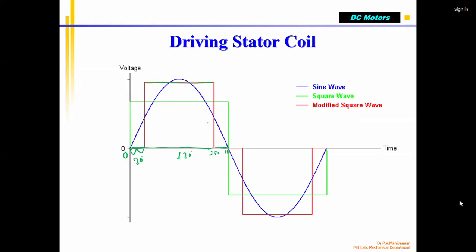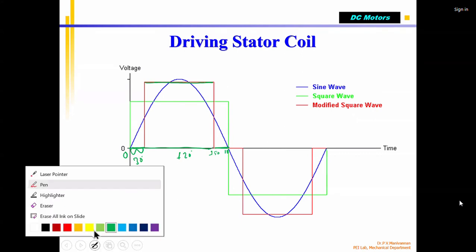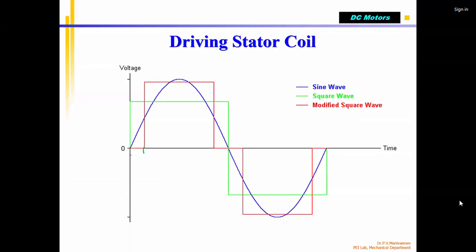You can see that for the entire half cycle, we are not supplying the square wave, which is shown in green color. Instead of that, we are supplying a modified square wave shown in red color. That is 0 to 30 degree, 0 current or 0 volts. 30 to 150, that is 120 degree, we are supplying full voltage, red color pulse. Again, another 150 to 180 degree, we are supplying 0. So this is called a modified wave. If you supply this, the current flowing inside your motor will be trapezoidal in nature. It will be like this.